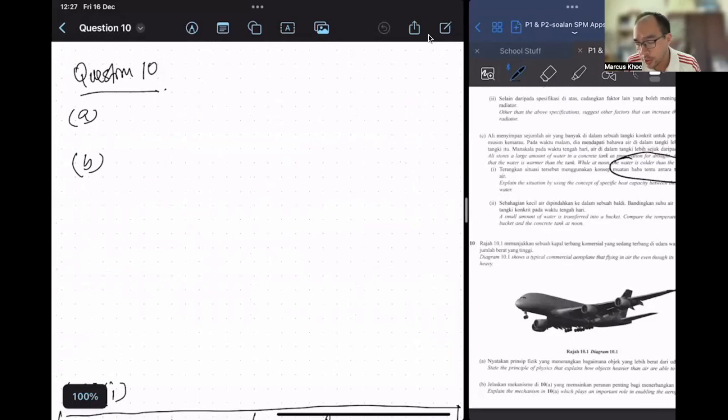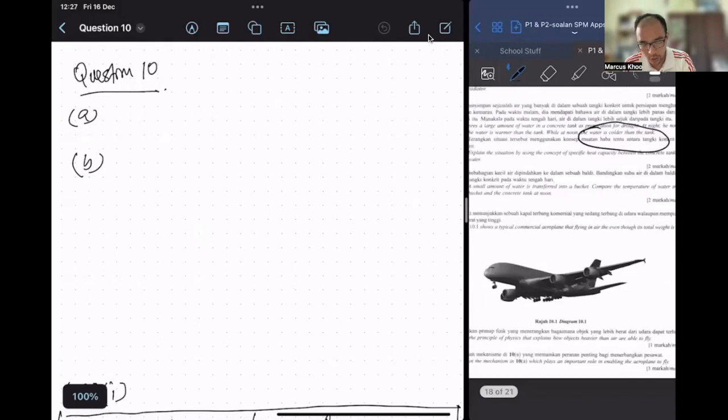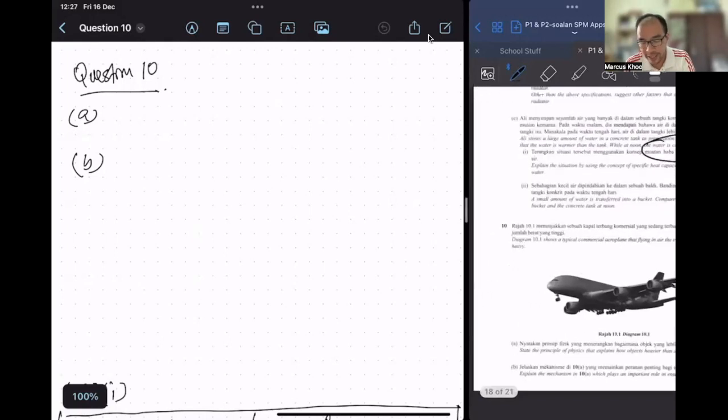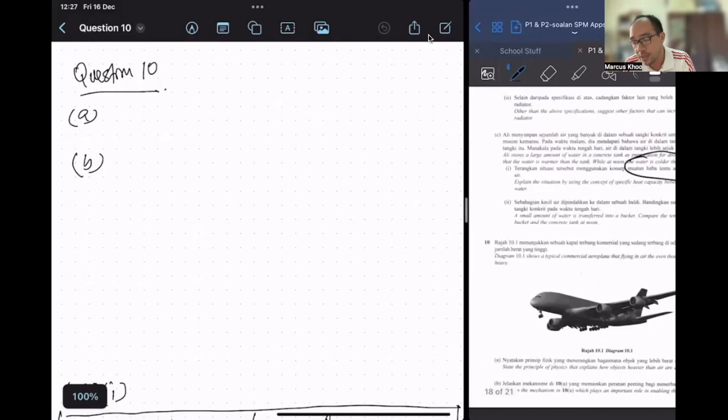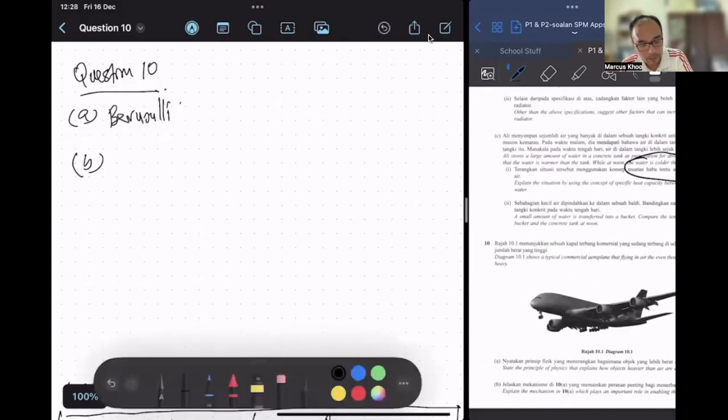Let's continue on to question number 10. Diagram 10.1 shows a typical commercial airplane flying in the air, even though its total weight is very heavy. So what is the principle of physics that explains how objects heavier than air are able to fly? This is Bernoulli's principle. Please bear in mind that the spelling of Bernoulli cannot be wrong. Then explain the mechanism which plays an important role in enabling the aeroplane to fly. This is 3 marks.